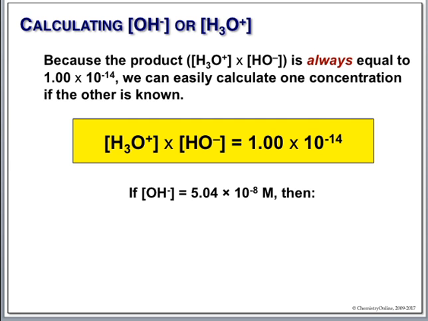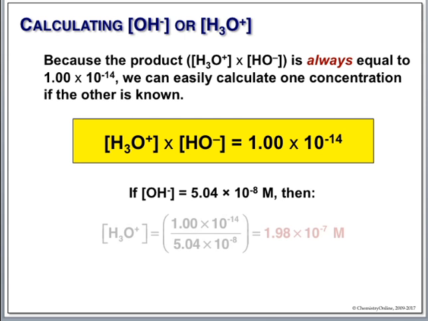Well, you would sit there for a moment and you say, I don't know. But then it would dawn on you. Hydronium times hydroxide is 10 to the minus 14. If I know hydroxide and I know this, I can calculate hydronium anytime I want. Here we have 10 to the minus 14 divided by our hydroxide. Do our simple math. 1.98 times 10 to the minus 7. You see why you love your calculator?